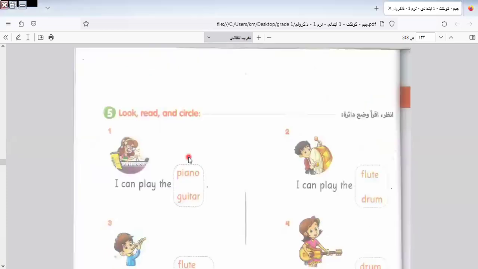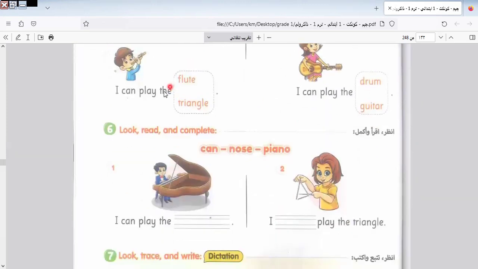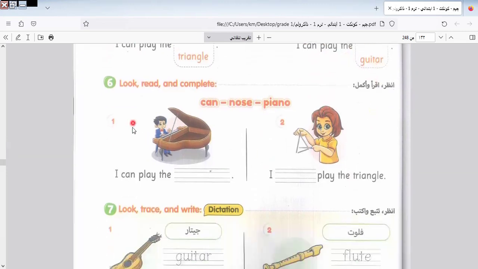Here we have, I can play what? Here is the girl. Play what? Can she play guitar? No, it's not guitar. It's what? It's piano. I can play drum. Okay, for pupils. I can play flute. Excellent. I can play drum. Sorry, not drum. Guitar. It's not drum. Guitar. Let's go to another question here.